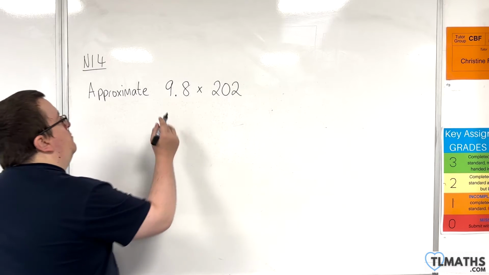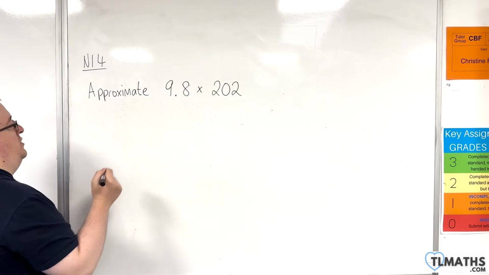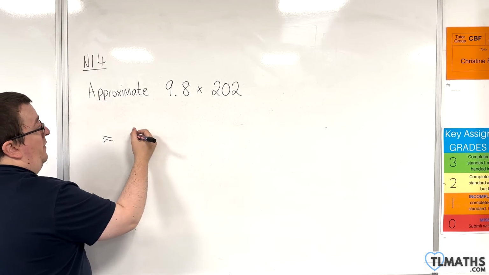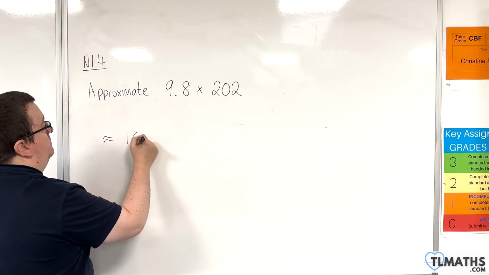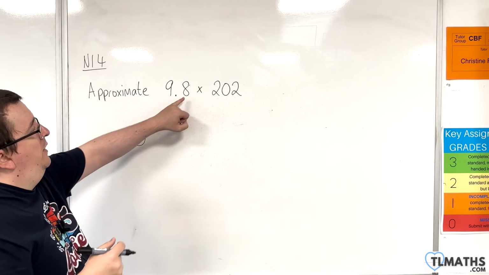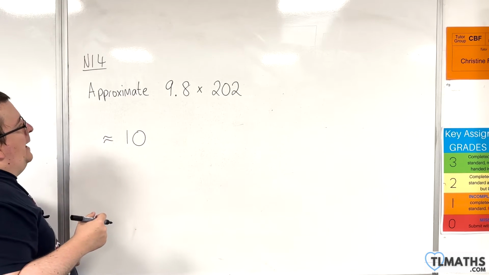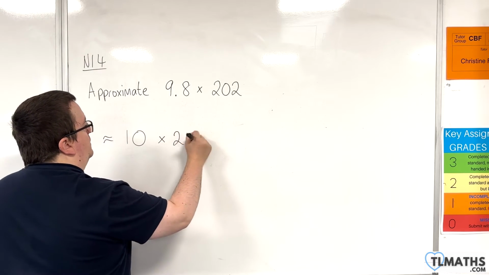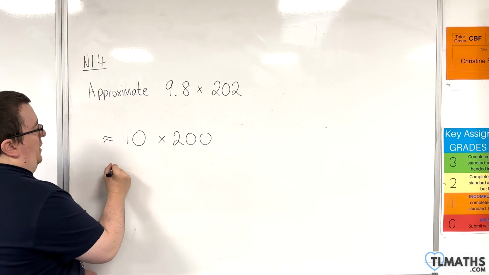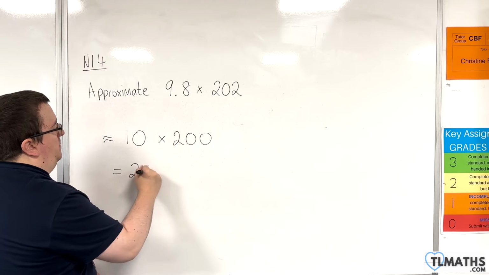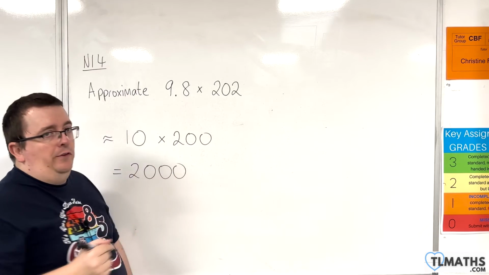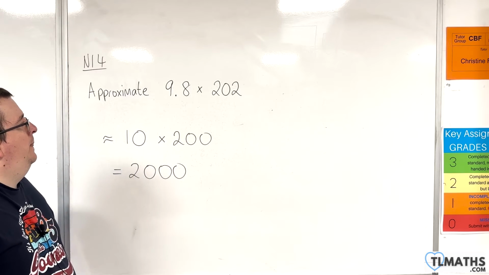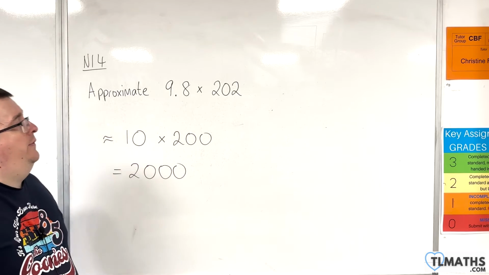Okay, so in approximating 9.8 times 202, 9.8 to one significant figure is 10. So round up to 10 there. And 202 to one significant figure is 200. So our final answer we would expect to be somewhere around 2,000. Okay, 10 times 200 is 2,000. Let's see how close it actually is.